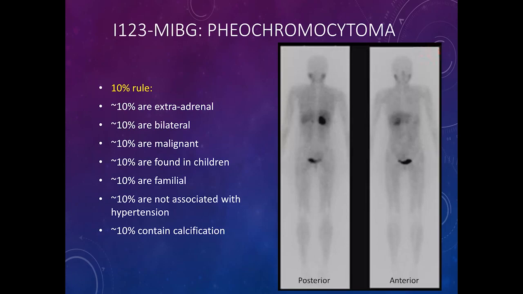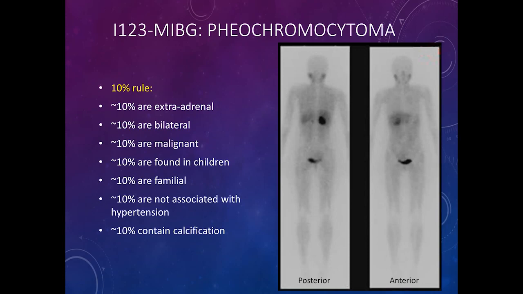MIBG can also be used for imaging of pheochromocytoma, paraganglioma, and ganglioneuroma. Most of those tumors express the norepinephrine transporter on the cell surface. And just a refresher, there's the 10% rule for pheochromocytomas: 10% extra-adrenal, 10% bilateral, 10% malignant, 10% found in children, 10% familial, 10% not associated with hypertension, and 10% contain calcification.